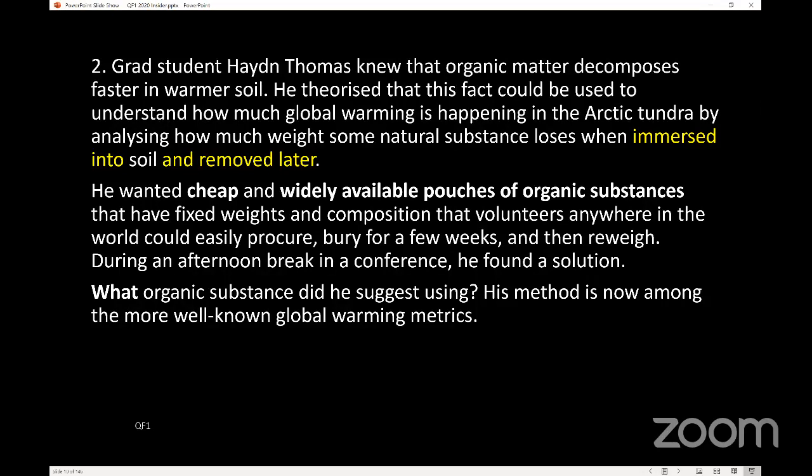Okay. So, just look at the words that I've highlighted here. So, you immerse into soil and then remove it later. So, think of something else which you immerse and then remove, which is an organic substance that is available in a pouch and available throughout the world with fixed weights. And something that he discovered during an afternoon break in a conference.